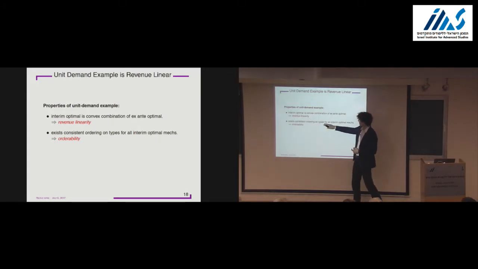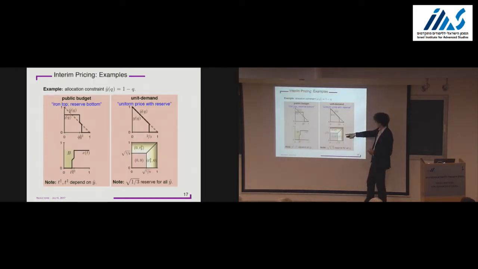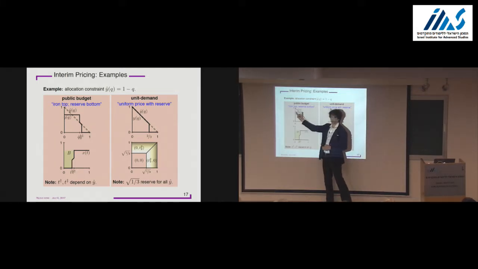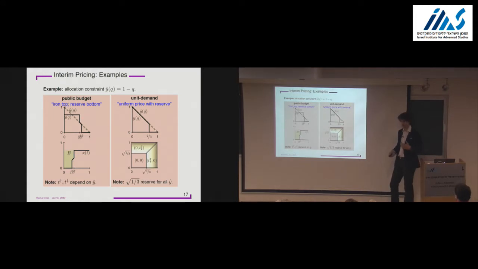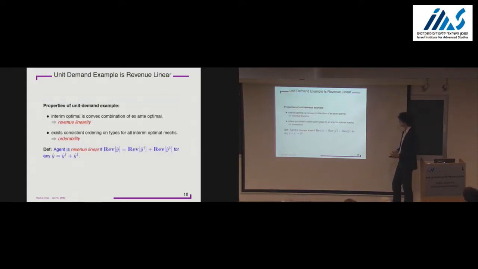Another property is the ordering on types. So if I go back here and I ask, can I order the types? The answer is yes, I can order the types. Types with higher value for their favorite item are always higher than types with lower value for their favorite item. That's the ordering on types in the optimal mechanism, and that will always be the ordering of types in any optimal mechanism. Notice that's not going to happen here. All these guys have the same order. They're ordered equally. And as you change the allocation rule, the set of those who are equally ordered changes. So in the public budget case, you don't necessarily have an ordering on types that's always respected by every optimal mechanism. Okay, so good.